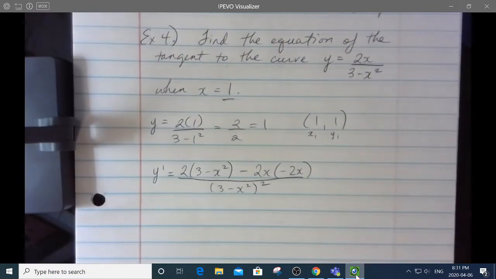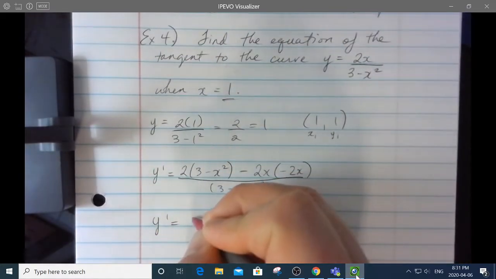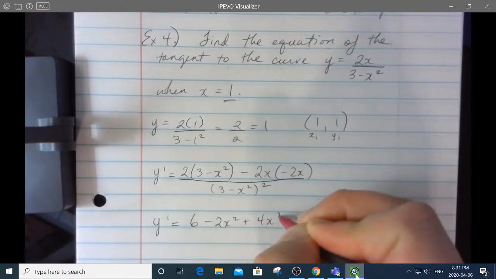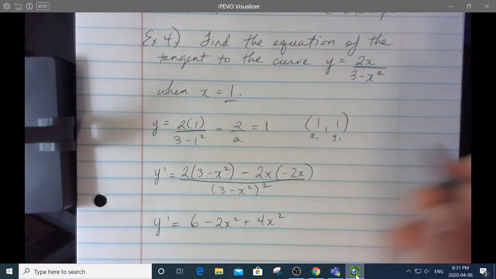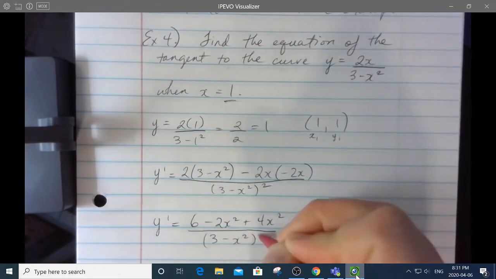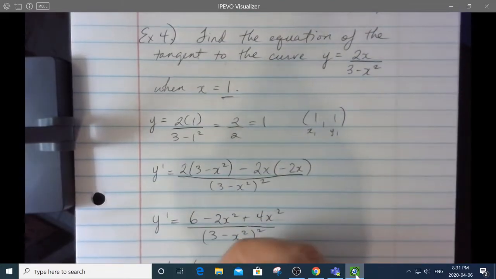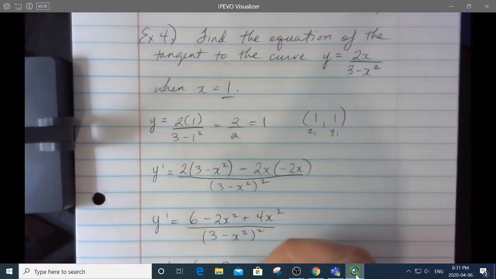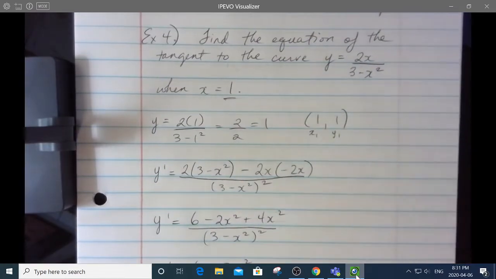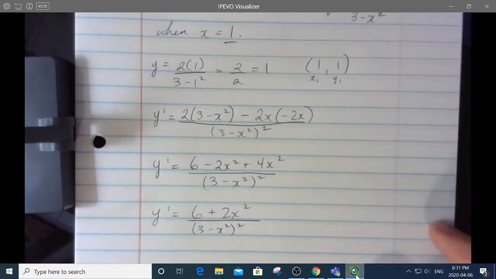So I'm just going to tidy it up a little, see what it looks like. I'll distribute that, so that's going to be 6 minus 2x squared plus 4x squared all over, and I'm not going to bother expanding this binomial. Okay, so y prime is actually 6 plus 2x squared all over (3 minus x squared) squared. Okay, oh, sorry, I'm off the screen. There we go. There's our derivative.